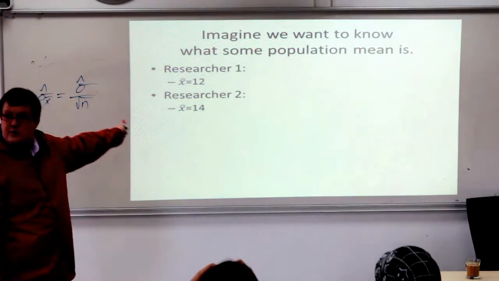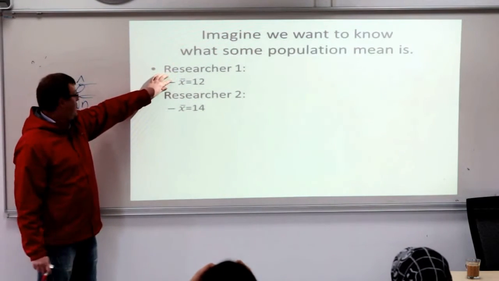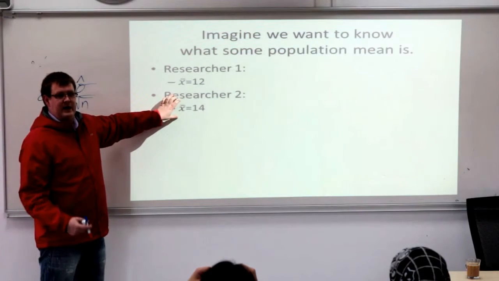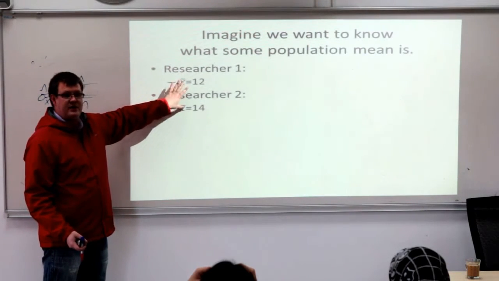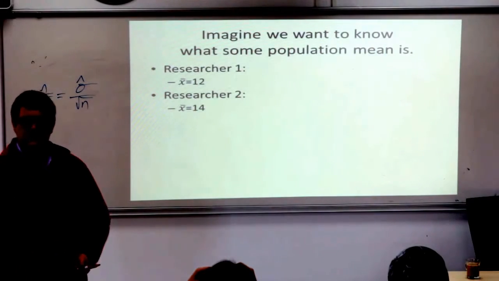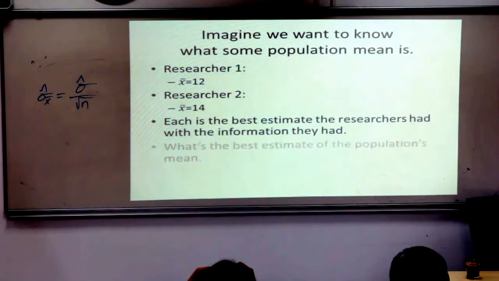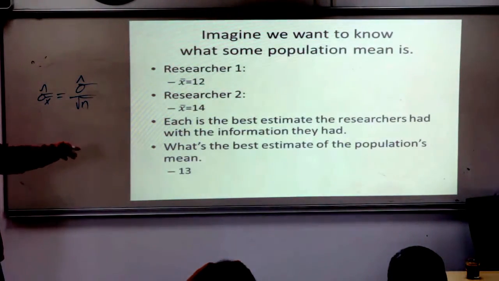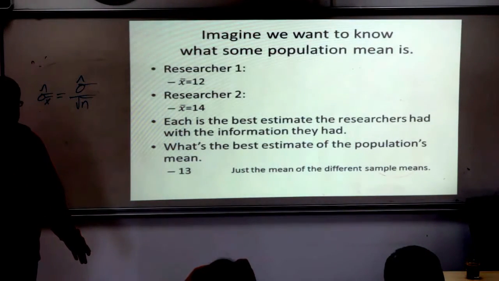You just took the mean of those two things, right? This researcher came up with 12, this researcher came up with 14. So our best estimate, having both of these pieces of information, is just the mean of those. Does that make sense? Each of those is the best estimate the researchers had. The best estimate of the population's mean is 13. This is just the mean of the different means. Okay?